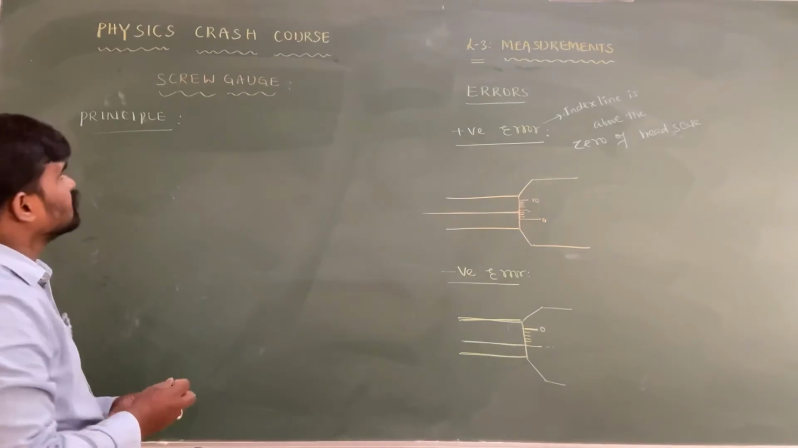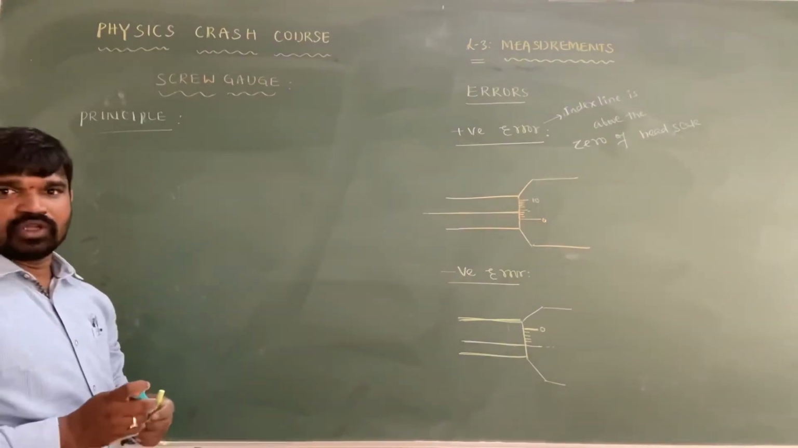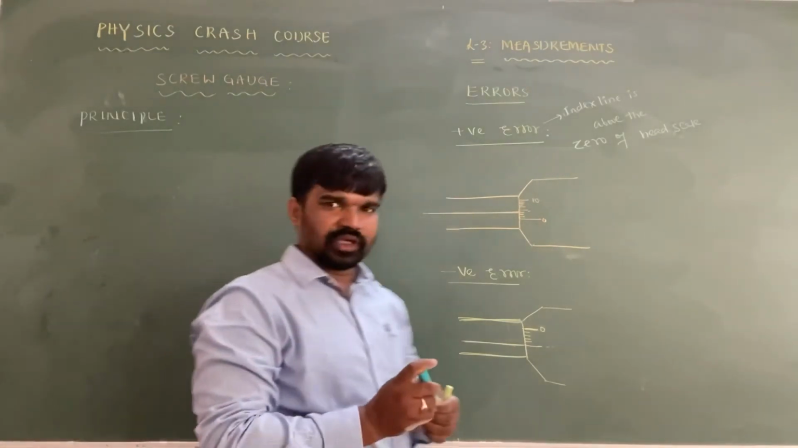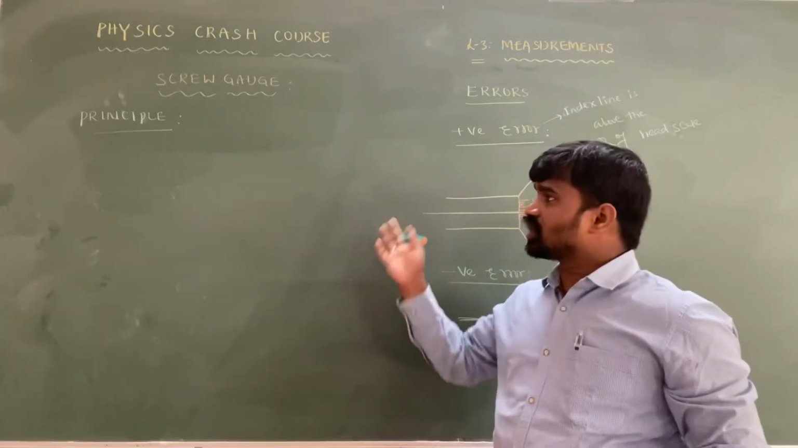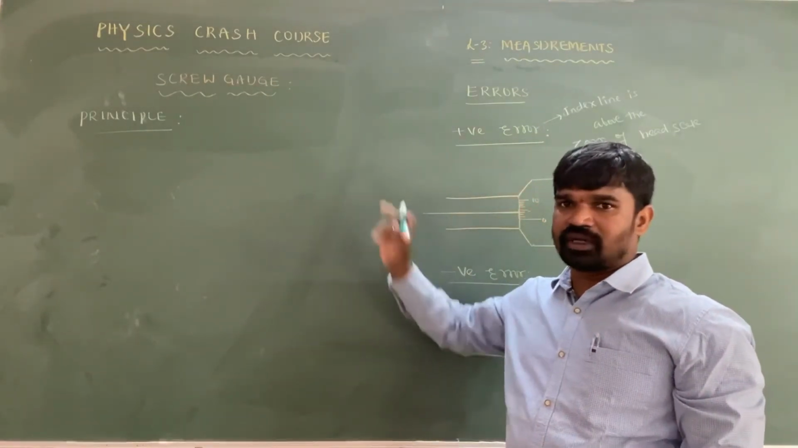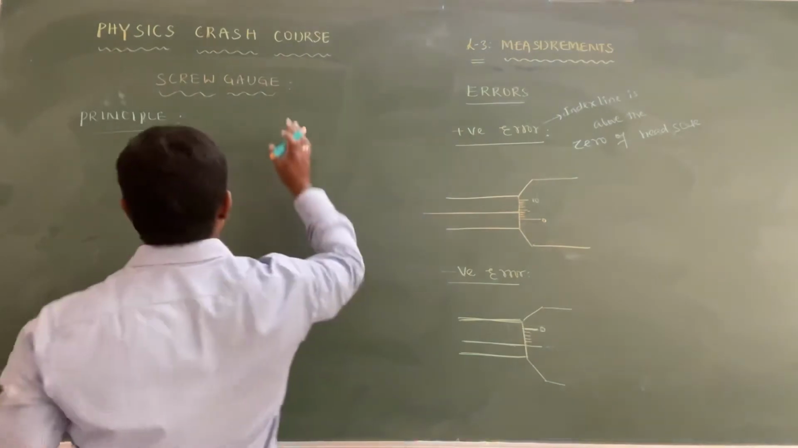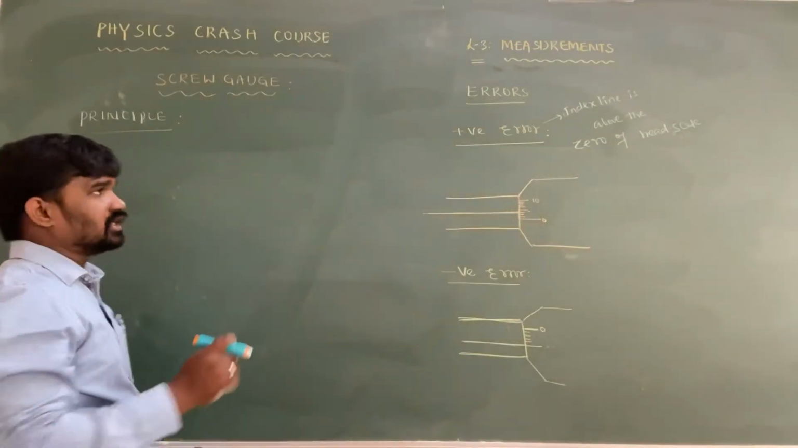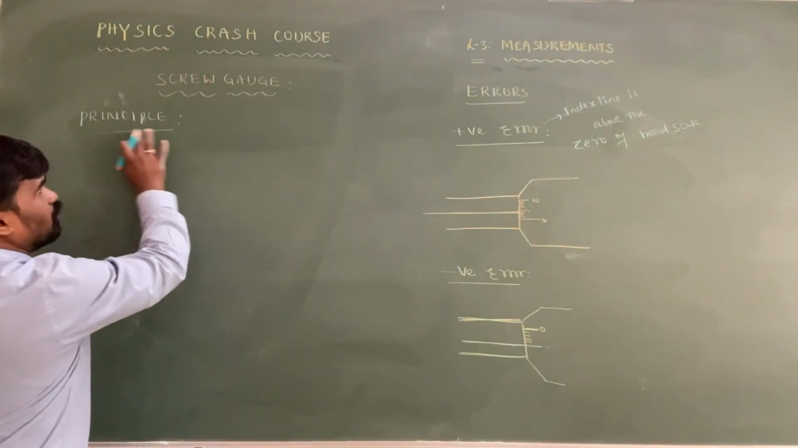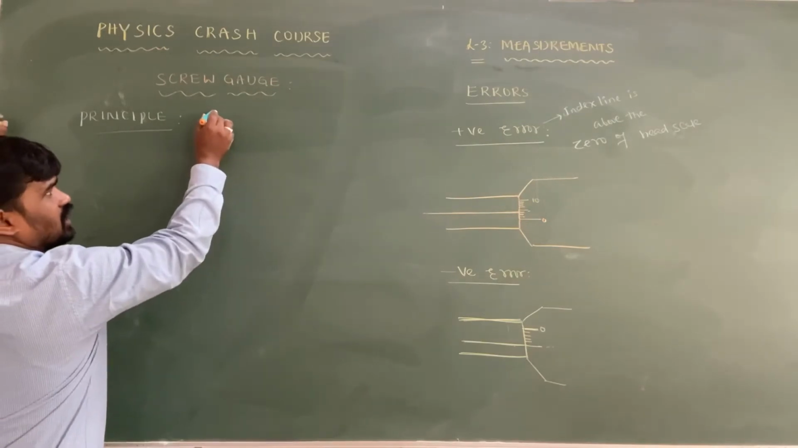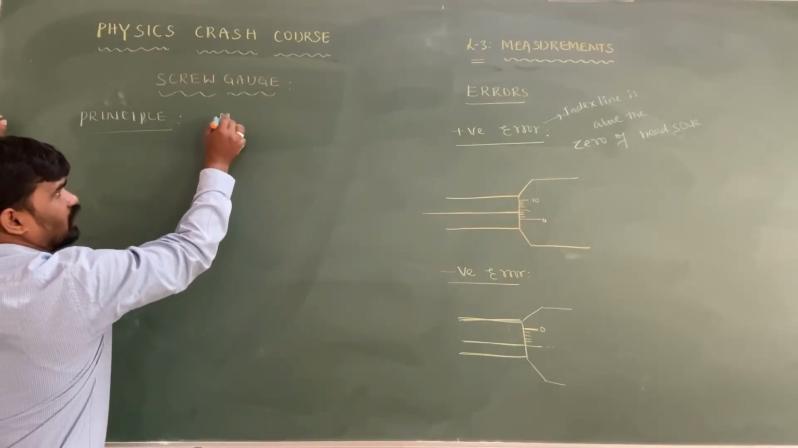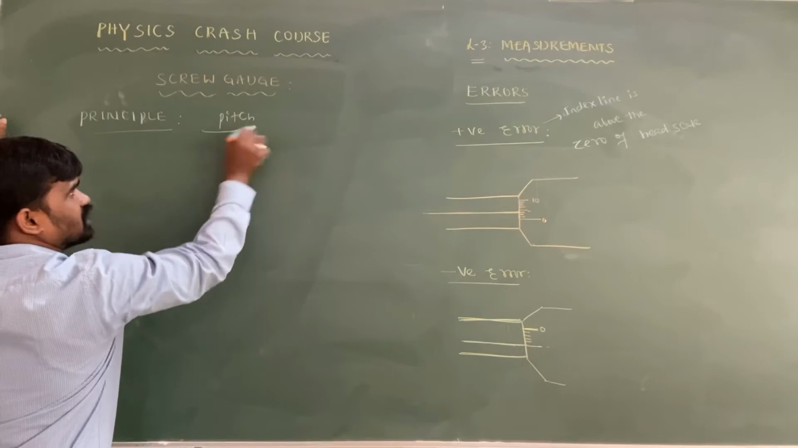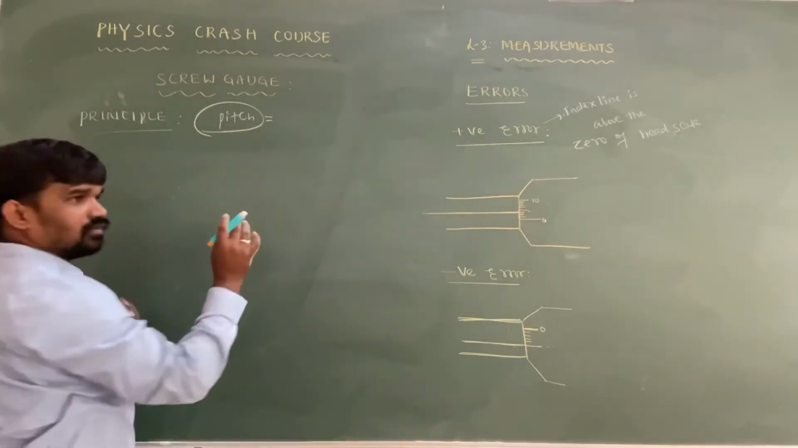This is the screw gauge. The least count of a screw gauge is very small compared to a vernier caliper, which is why we also call it a micrometer gauge or micrometer screw. The principle of the screw gauge is based upon the pitch. We are first supposed to determine the pitch. So what is the pitch of the screw?